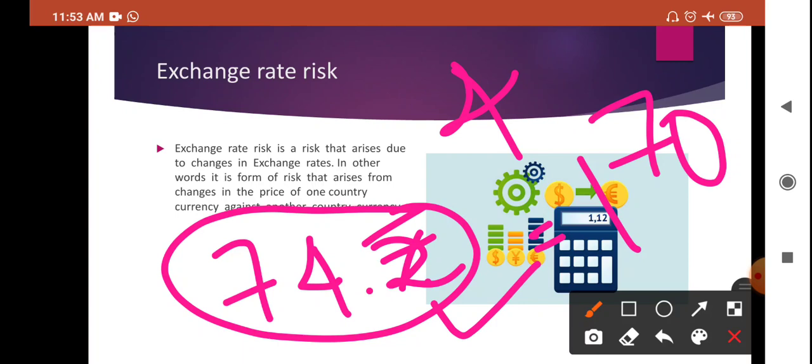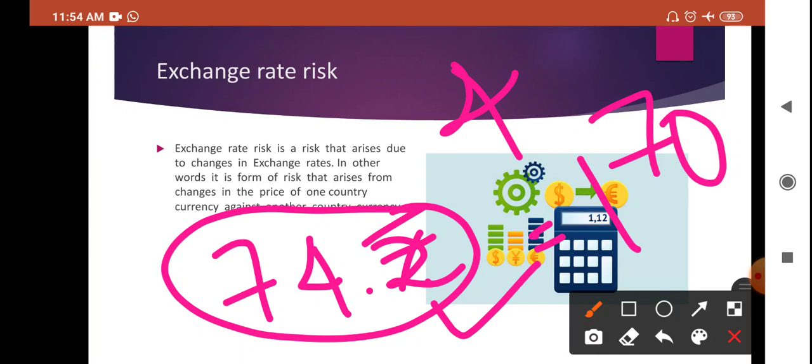Like you assume that in a certain period of time the 74 will be 78 or something like that, but in reality it comes adverse, like the exchange rate gets decreased. There is a fluctuation in the exchange rate. It may increase or it may decrease. So risk arises when there is a decrease in the exchange rate. That is called exchange rate risk.